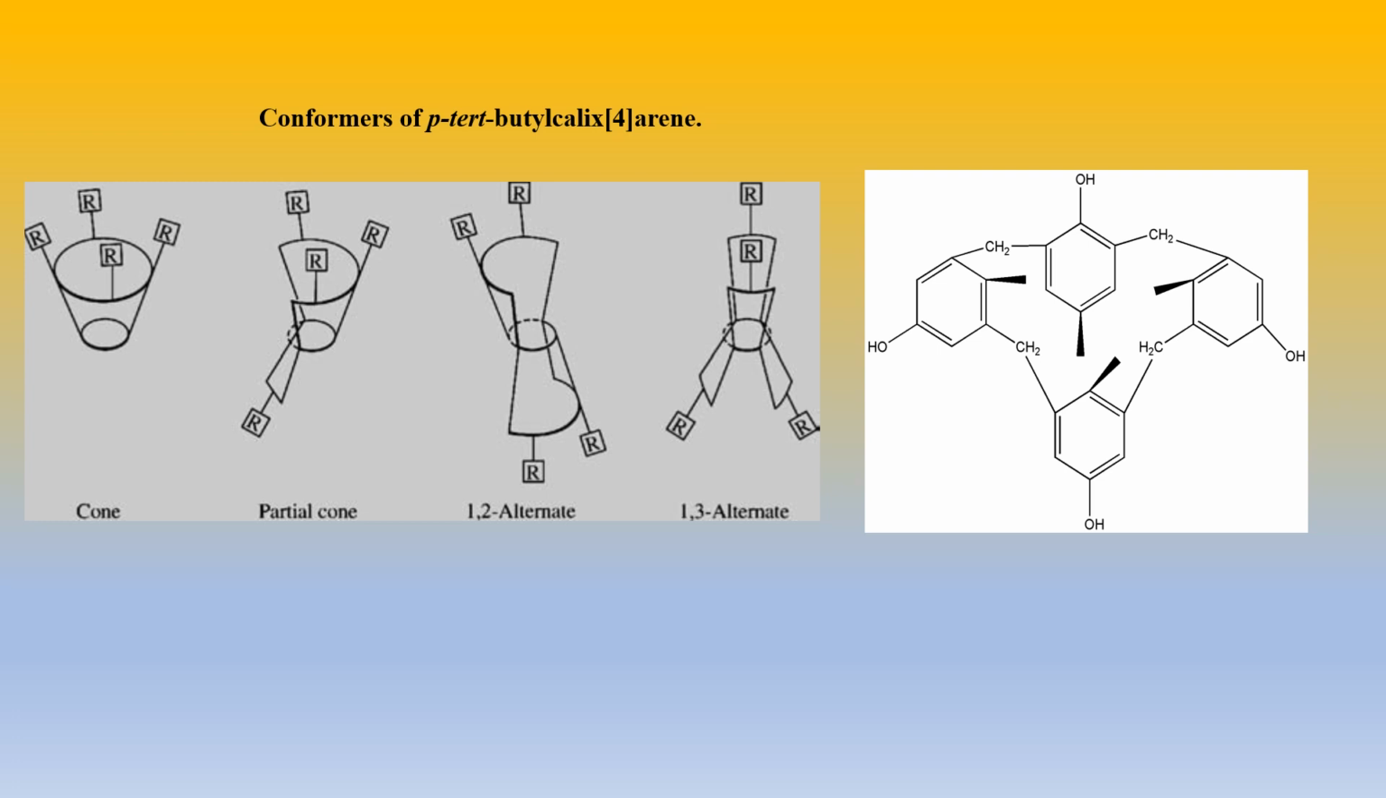In 1,3 alternate, the first aryl group will be having the alkyl group in the upward orientation. Second will be downward. Again third will be upward and fourth will be downward. So this is known as 1,3 alternate conformers.